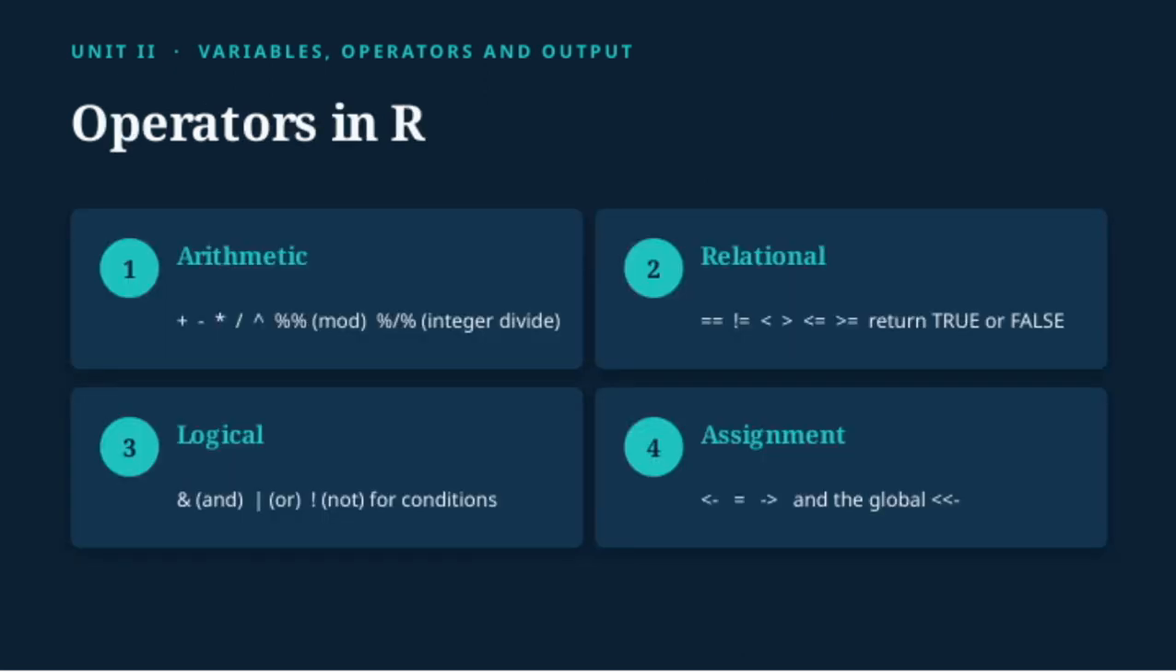Let's take a closer look at operators in R, the building blocks for making calculations and decisions in your code. At the base level, we have arithmetic operators like plus, minus, multiply, and divide. These handle the math. Next up are relational operators. They compare values and return true or false, helping us check conditions. Finally, logical operators like and, or, and not let us combine those conditions to make complex decisions. Together, these operators give us the tools to manipulate data and control the flow of our programs.